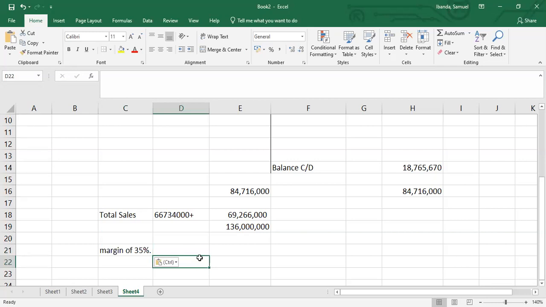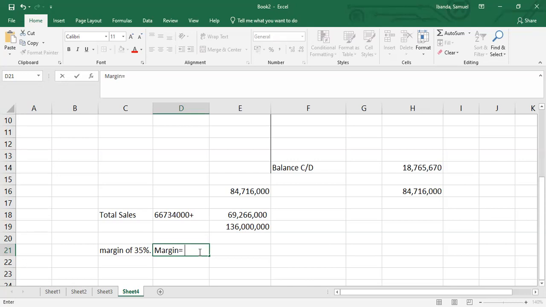Now your question is, what is margin? Can somebody tell us what margin is? We have two things, by the way: margin and markup. So what is margin? Of course, in the normal way, margin is like a profit, a profit you've had. But the question is, how do you determine the margin?